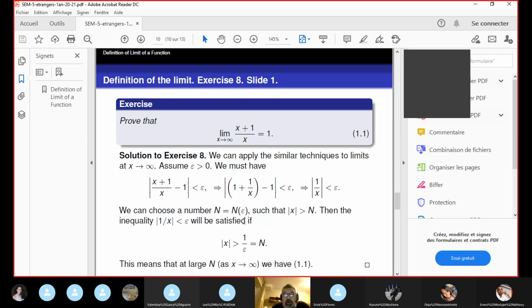So now we can choose a number capital N, which depends on epsilon, such that the absolute value of x is greater than N. Now we can find that our capital N is in fact 1 over epsilon. Then if the absolute value of x is greater than 1 over epsilon, the difference between our function and the limit will be less than epsilon. And the limit 1 is true. Agree?